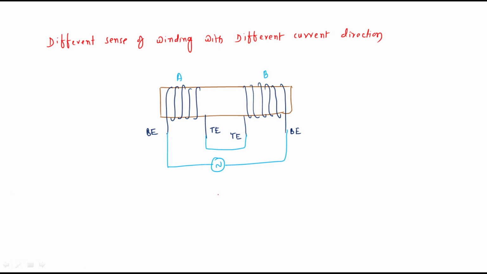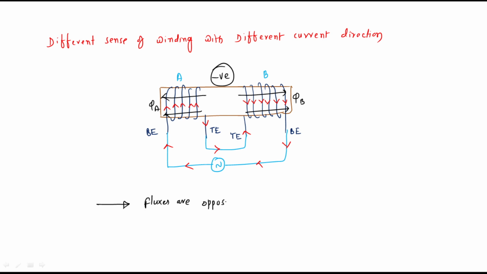Now what is the current direction? Because of this excitation, the current direction is like this in coil A. This is the current direction in coil B. That's it. So by using the right hand thumb rule, what is the flux direction? This is phi A, this is phi B. Obviously this is negative coupling, meaning fluxes are opposing in nature, that is negative coupling.